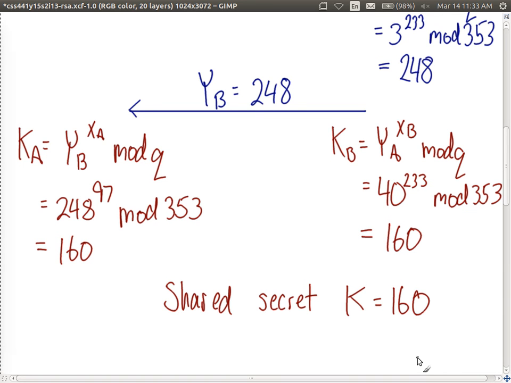Any questions? 3 to the power of 0 is always 1, isn't it? I think we don't consider 0. Yeah.